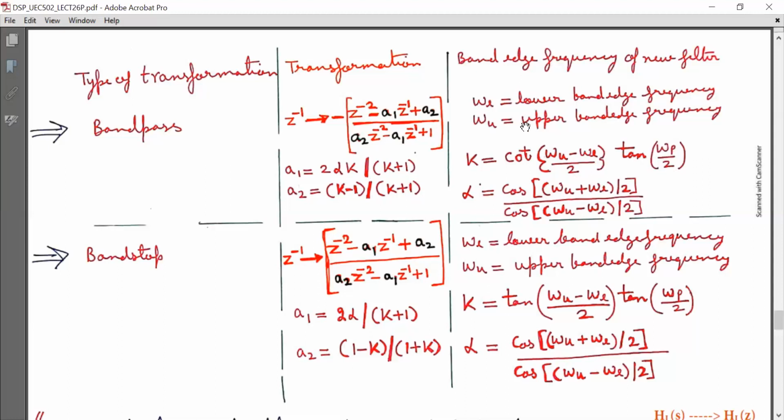The point to be noted is that omega L and omega u will be given. So k will be calculated as cot bracket omega u minus omega L by 2 tan omega p by 2. Omega p is also given. And alpha here is cos omega u plus omega L by 2 divided by cos omega u minus omega L by 2. Now in this way, the type of transformation is band pass. The transformation used is replace Z inverse with this expression. The design parameters given are omega L and omega U, and omega p is the pass band edge frequency of available low pass filter.